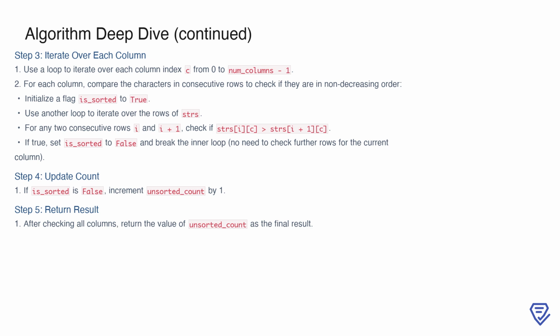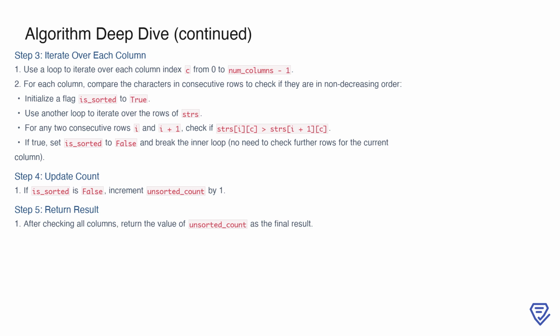If we find that the character in the current row is greater than the character in the next row, this means the column is unsorted. In this case, we set is_sorted to false and break out of the inner loop, as further checks for this column are unnecessary. After completing the checks for a column, if is_sorted is false, we increment the unsorted_count by 1. Once all columns are processed, we return the value of unsorted_count as the result, which represents the total number of unsorted columns.